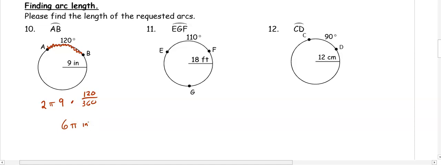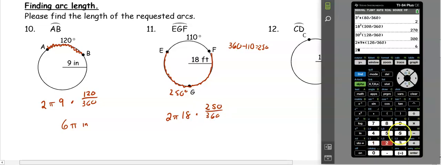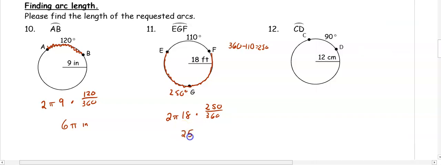In number 11, we want arc EGF. So EGF is going this way around the circle. So if the non-included part is 110, we can do 360 minus 110, which gets us 250. So this is 250 degrees. So we have 2 pi 18 times 250 over 360. In our calculator, 2 times 18, parenthesis 250 divided by 360, and we get 25 pi feet.